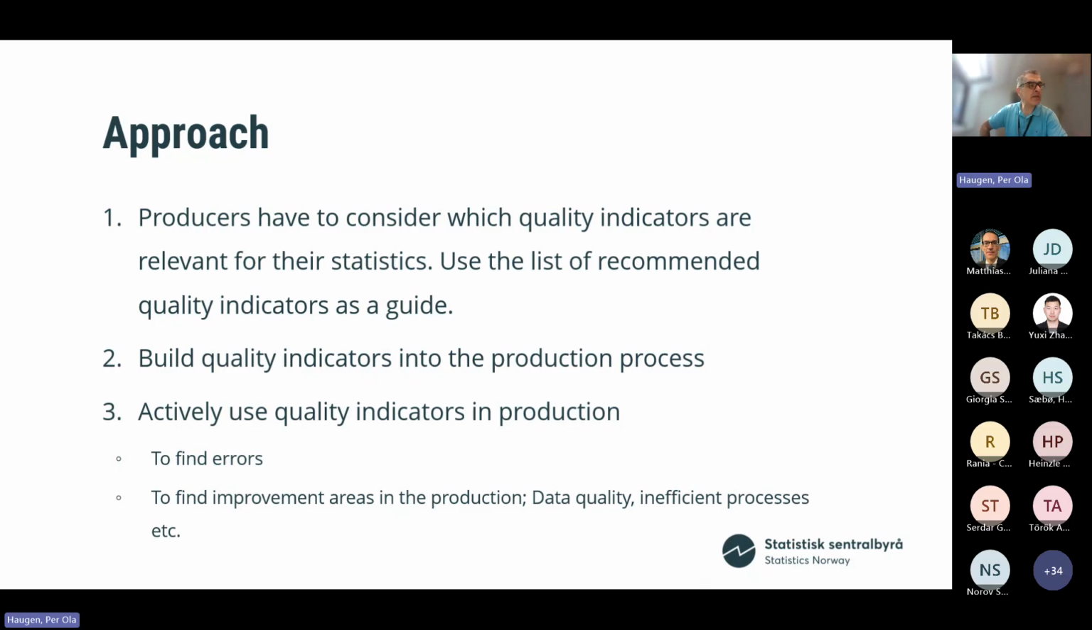The next step is to build the quality indicators into the production process, so that the output from the indicators could be created automatically when you run the process. And the final step is to actively use these quality indicators in production, both to find errors in the production, but it's also very important related to process 8 in the GSBPM, evaluate, to find improvement areas in the production on data quality and the process.